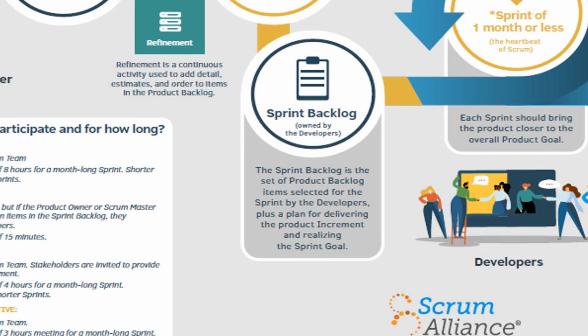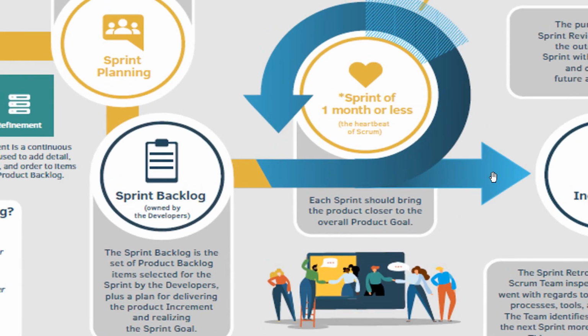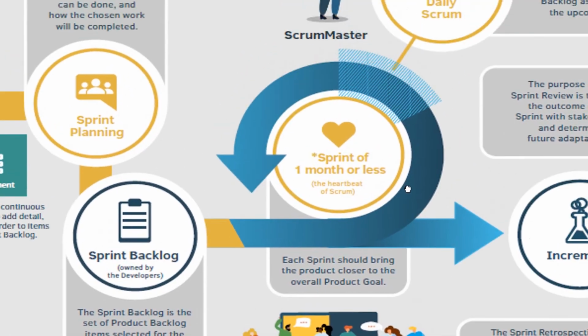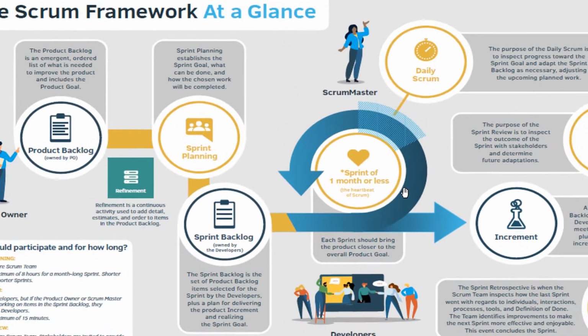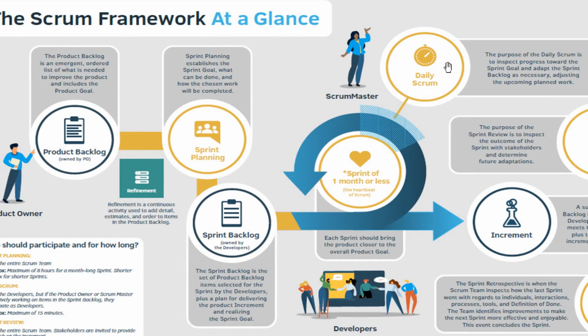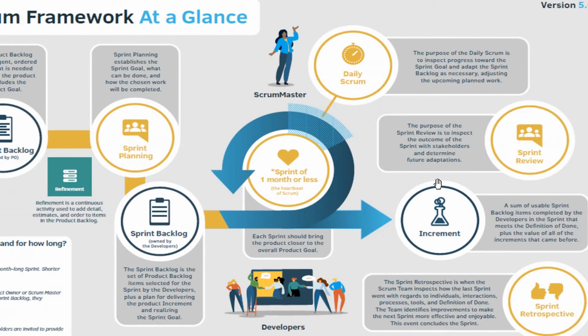The sprint backlog is a set of product backlog items selected for the sprint by the developers themselves, and there should be a plan for delivering the product increment and realizing the final goal. So that is sprint backlog. The sprint backlog is completely owned by the developers, and the sprint will be maximum for a month or slightly lesser. We have got daily Scrum connected to it. The Scrum Master drives all these activities. He is a facilitator. What is the daily Scrum all about?